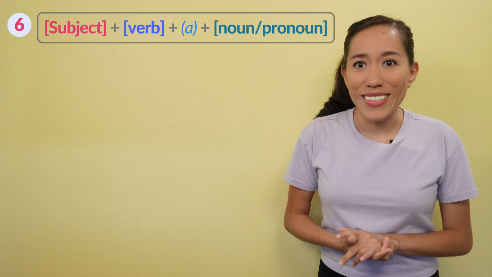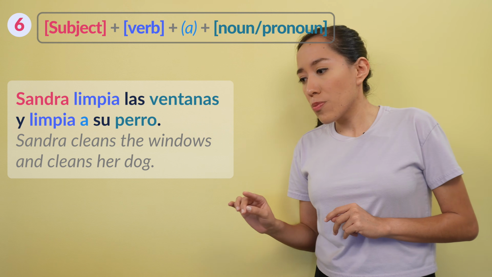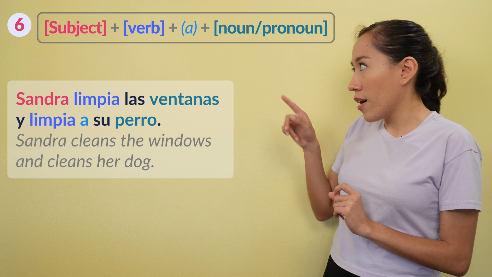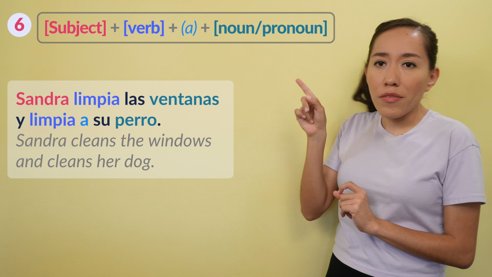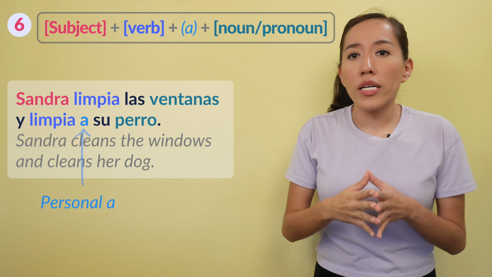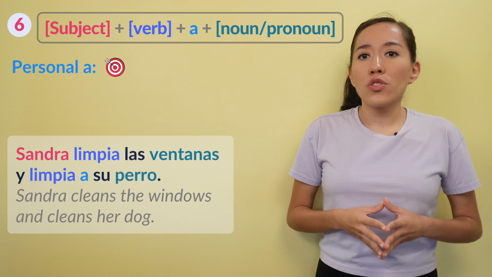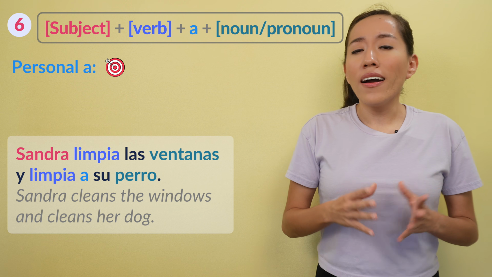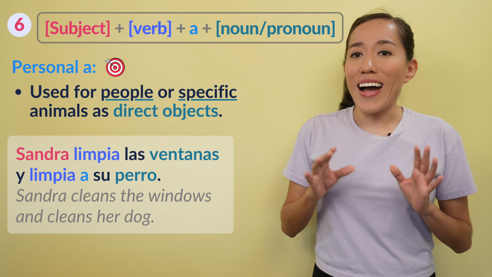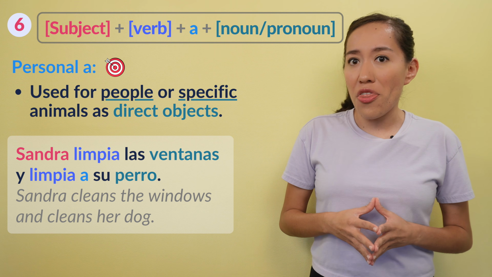You've probably seen sentences like Sandra limpia las ventanas y limpia a su perro. And you might wonder, why do we have la preposición a over here, but we don't have it over there? And it's the same verb. Esto es lo que llamamos personal a. Personal a means that we are going to use la preposición a to introduce a person or specific animal working as a direct object. So yes, it's very important that you know how to identify these direct objects.